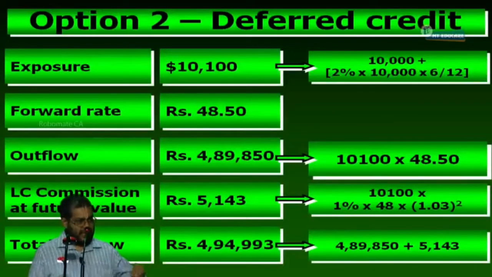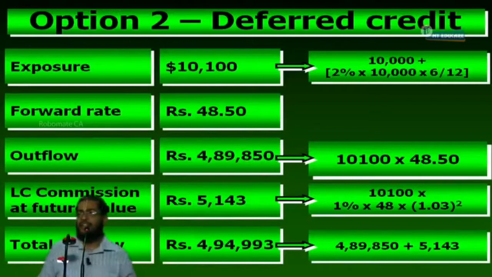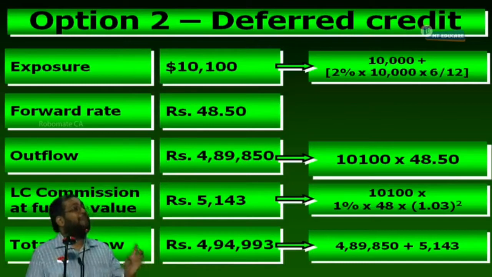This sum is an examination problem. It is an examination problem. So we calculated the 1% LC commission on $10,000 or $10,100 — $10,100 because that is what is payable. The bank is giving me the guarantee. Am I right or not?